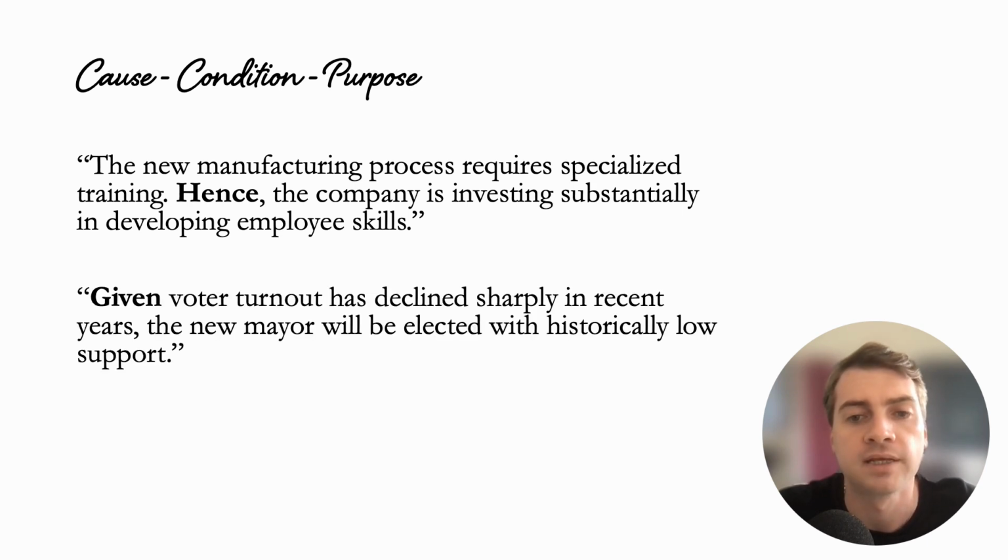employees. The next one, given voter turnout has declined sharply in recent years, the new mayor will be elected with historically low support. So here we're saying given condition X, Y must be true, or Y is happening because of condition X. So given voter turnout is so low, the new mayor will have historically low support.